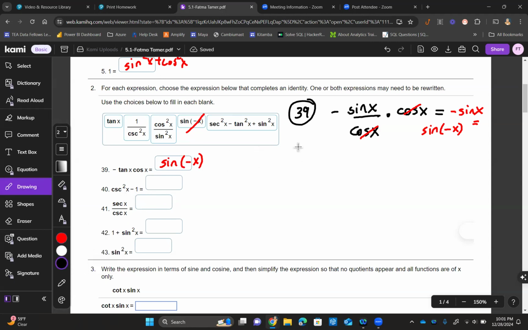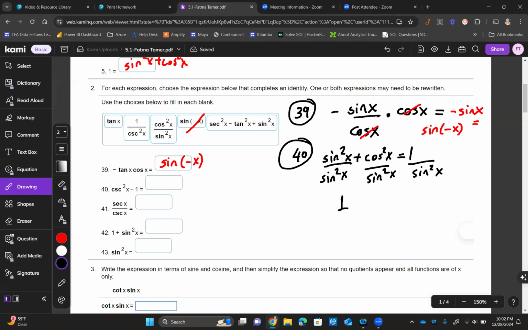Question 40 here, we're going to again try to simplify it as much as we can. So I have cosecant squared x times... cosine squared x minus 1. If you remember what I showed you before, the main Pythagorean identity sine squared x plus cosine squared x is equal to 1. If we just divide everything by sine squared x, sine squared over sine squared is just 1. Cosine squared over sine squared is cotangent squared of x. And 1 over sine squared x is equal to cosecant squared x.